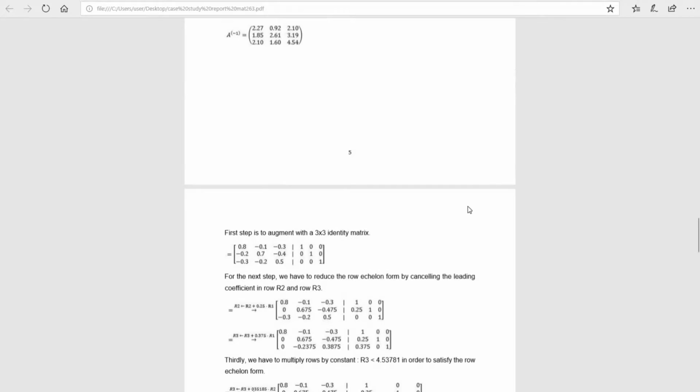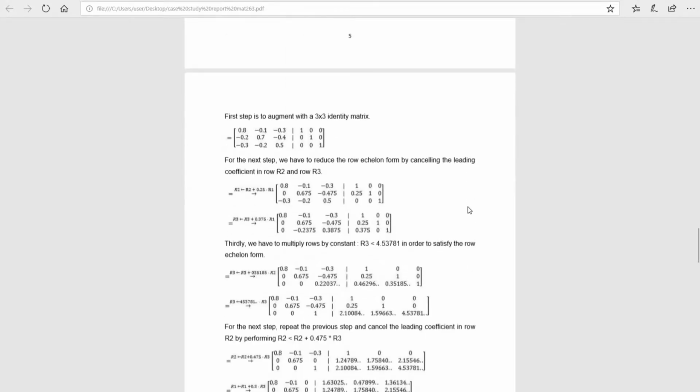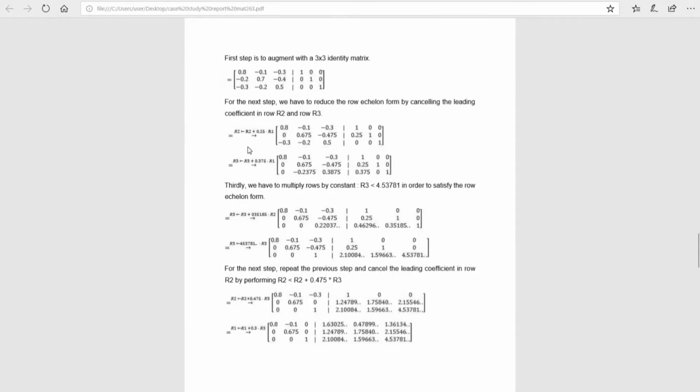So, for the next part of this presentation, I will be explaining about the calculation. So, the first step is to augment with a 3 by 3 identity matrix. So, from there, we insert the numbers of the matrix and we use the row echelon form by cancelling the leading coefficient in row 2 and row 3. So what we can see here is we did the row echelon form and reduce to the respected step.